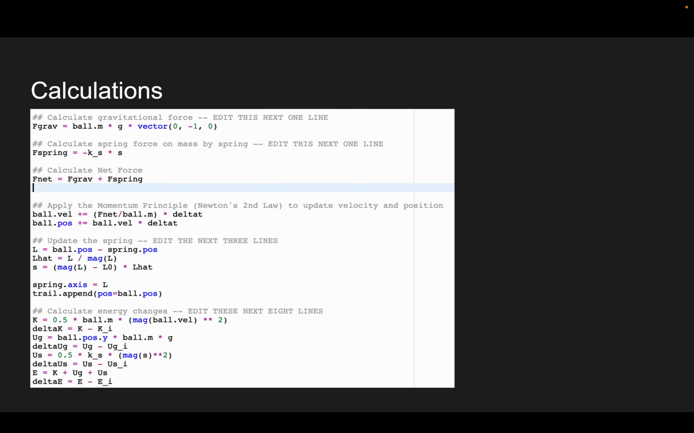The energy equations were from the equation slide that I showed, the key concepts slide. This is just a code version of that, and the deltas are just relative to the initial version of those energies.